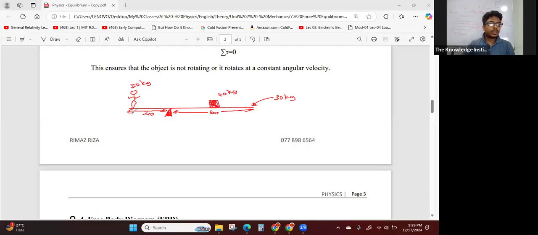If the system is in equilibrium, you need to find two things. One is this normal reaction force, and also the distance to the center of gravity of this object from point, let's say O. I take this point O.